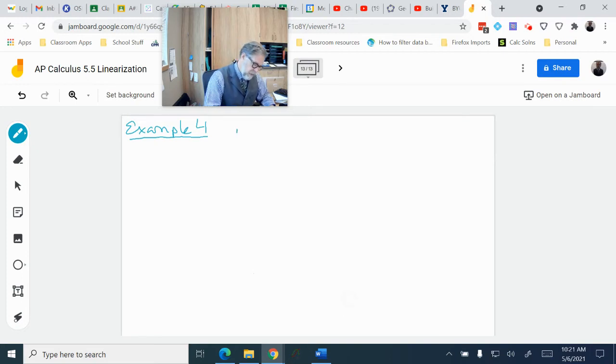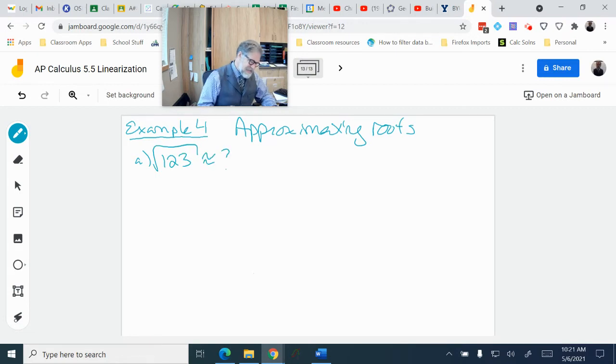Guys, let's talk about approximating roots using linearization. Let's say that I want to calculate the square root of 123. What I know about this is that this is very close to the square root of 125. Well, I take that back, 121. I know the square root of 121 is 11. So I expect the square root of 123 to be something very close to 11.